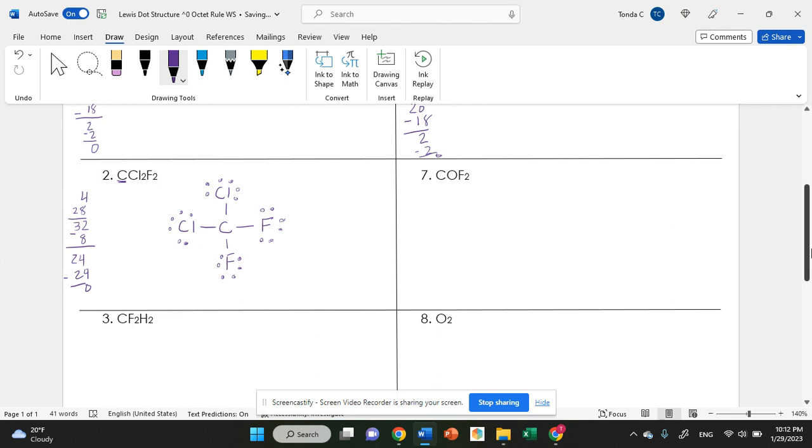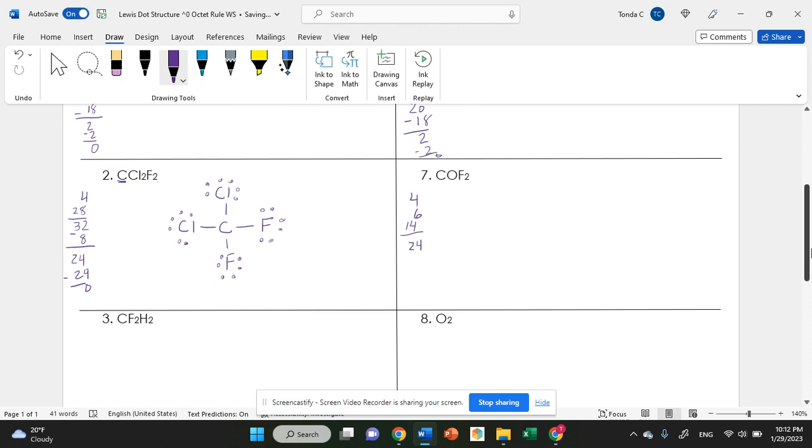Going over to number 7, let's add up what we're allowed to use. Here, carbon can give 4, oxygen can donate 6, and fluorine, there's 2 of them, so 2 times 7 is 14. We can add that up. 14 plus 6 plus 4 gives me a total of 24 that I'm allowed to work with.